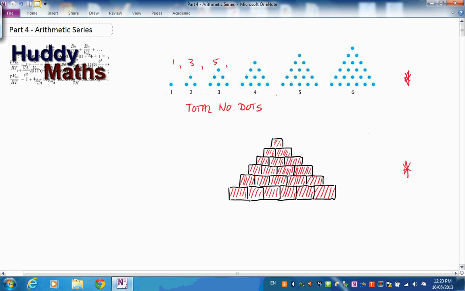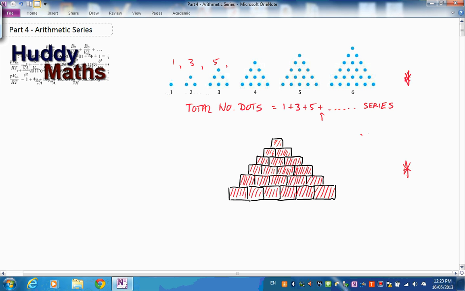But maybe you might want to know the total number of dots in all of them added up. So you might be looking at 1 plus 3 plus 5 plus and so on. And this could be an infinite sequence. But when you want to add them, we call this a series. So that's the difference. A series is talking about the summation of the individual terms in the arithmetic sequence. So we're about the addition of terms here.